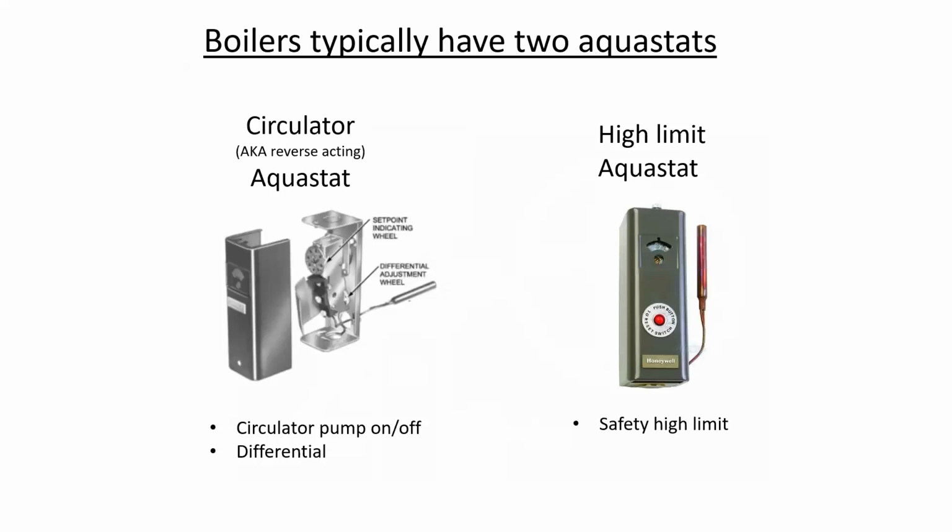Now, boilers typically have two aquastats. One of them is a high limit, which would tell us to shut down the boiler if the water temperature got far too high. And in this way, it's a safety type of device. The other aquastat we have is called a circulator aquastat. And at times you'll hear it referred to as a reverse acting. And this is what tells the circulation pump to turn on or off.